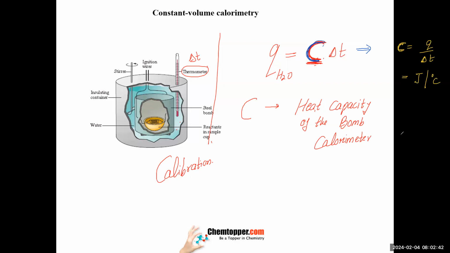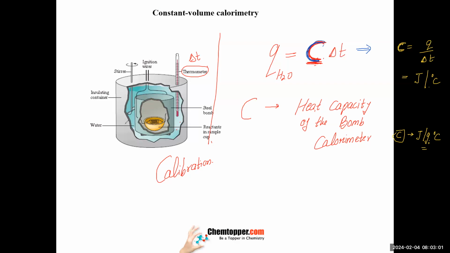And what were the units of the small c? If you remember, joules per gram per degree Celsius. Now this is for 1 gram of water. Here grams are involved, here not involved. So actually what is the meaning of this C?